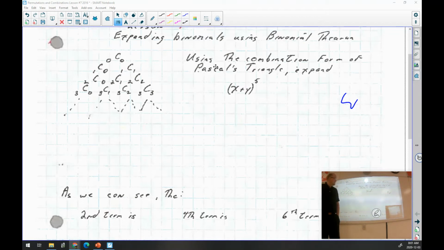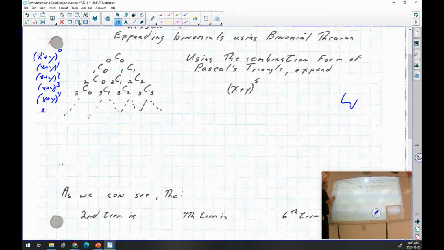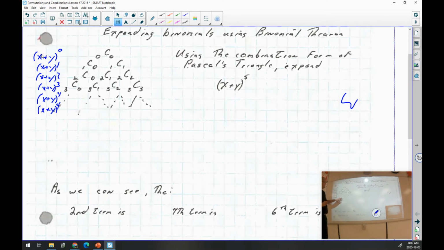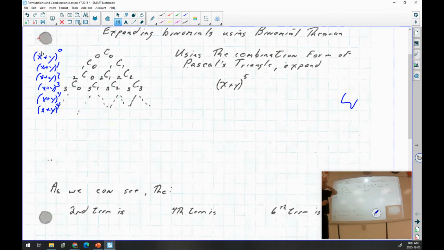So here we have Pascal's triangle. I've got 4 rows. This would be (x + y) to the 0, (x + y) to the 1, (x + y) squared, (x + y) cubed. Now, we can complete it to (x + y) to the 4th. These are the coefficients; they don't include the variables. But we can see a pattern here.